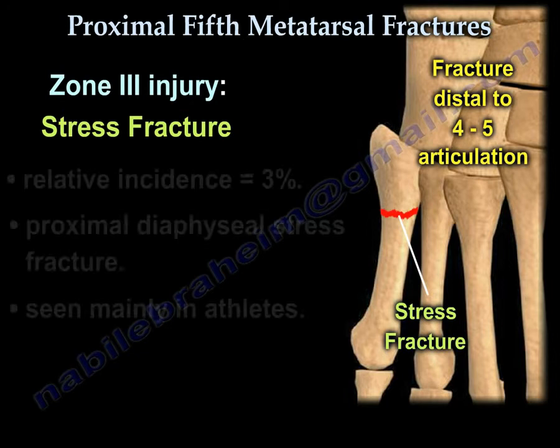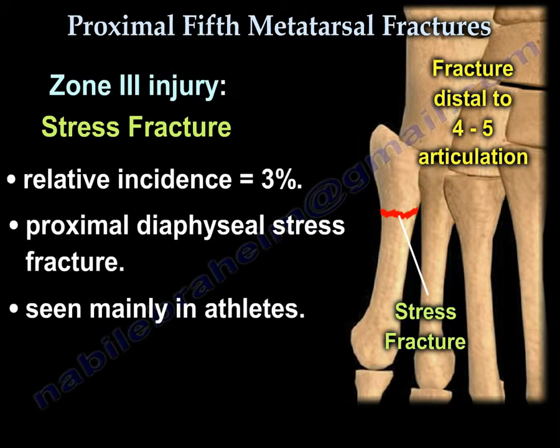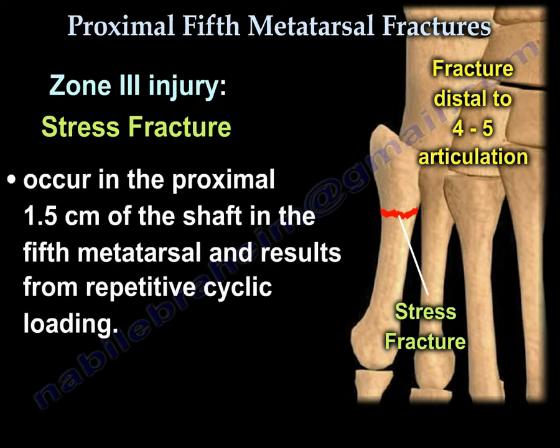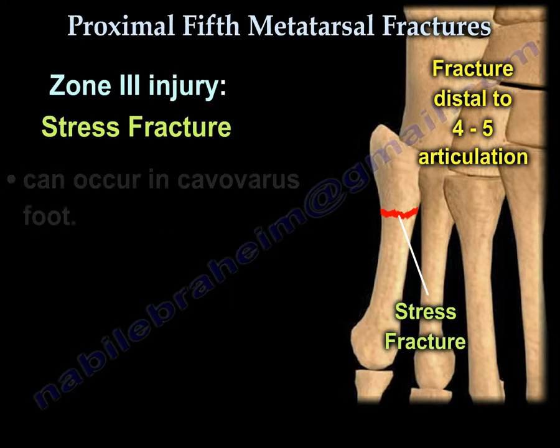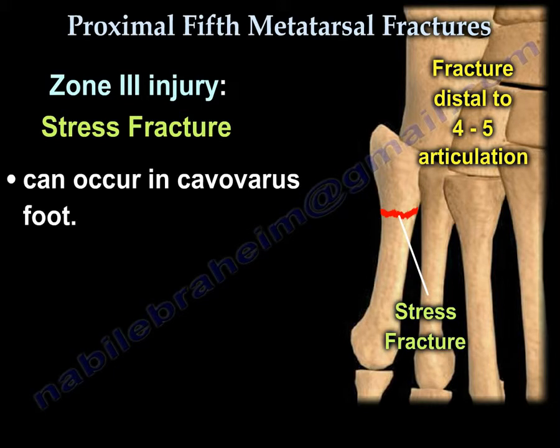Zone 3 injury, stress fracture. It has a relative incidence of 3%. It is a proximal diaphyseal stress fracture and is mainly seen in athletes. It occurs in the proximal 1.5 centimeters of the shaft in the fifth metatarsal and results from repetitive cyclic loading. It can occur in a cavovarus foot.